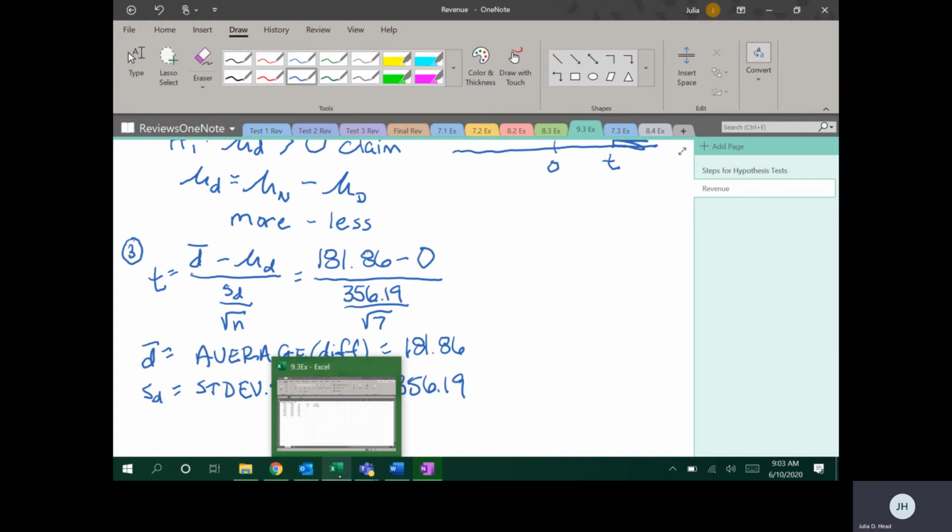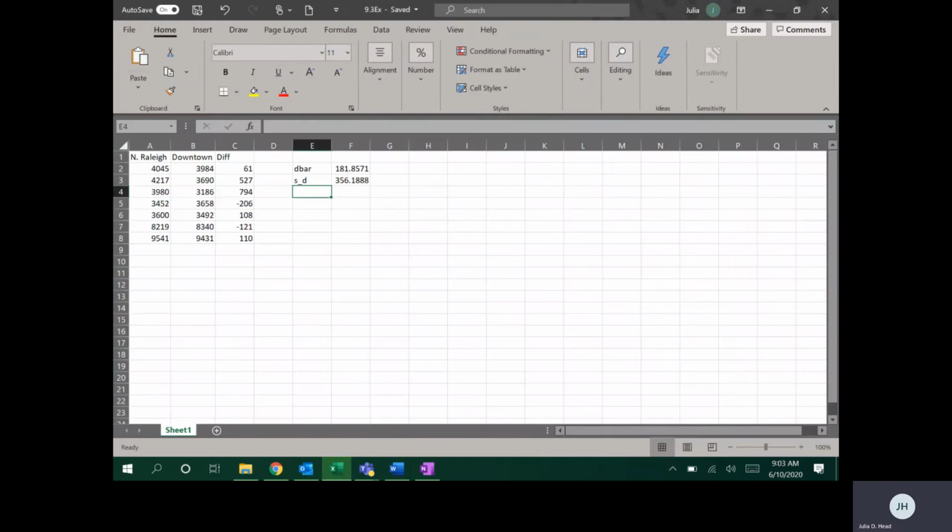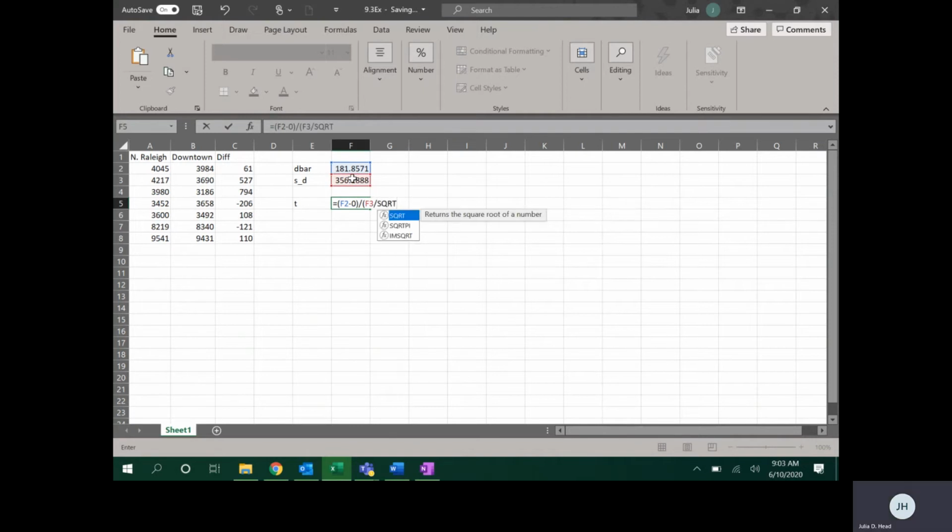So we'll plug this into Excel. We will have to cell reference. So this is finding my standardized test statistic, and we get 1.35.